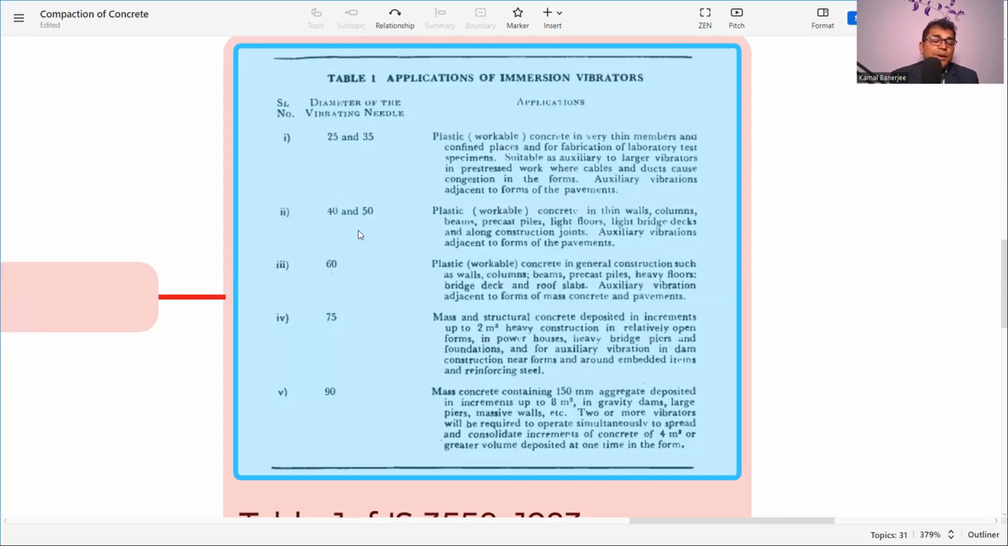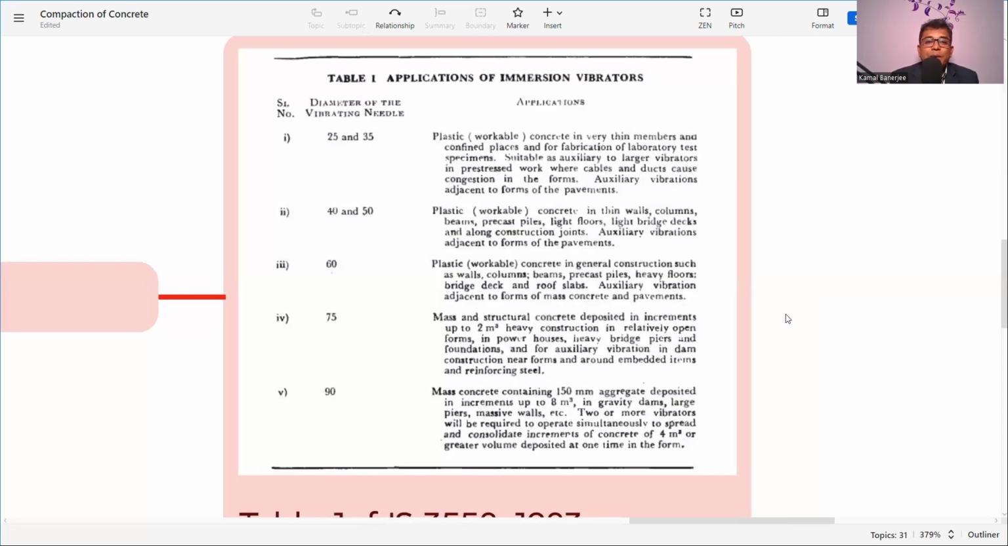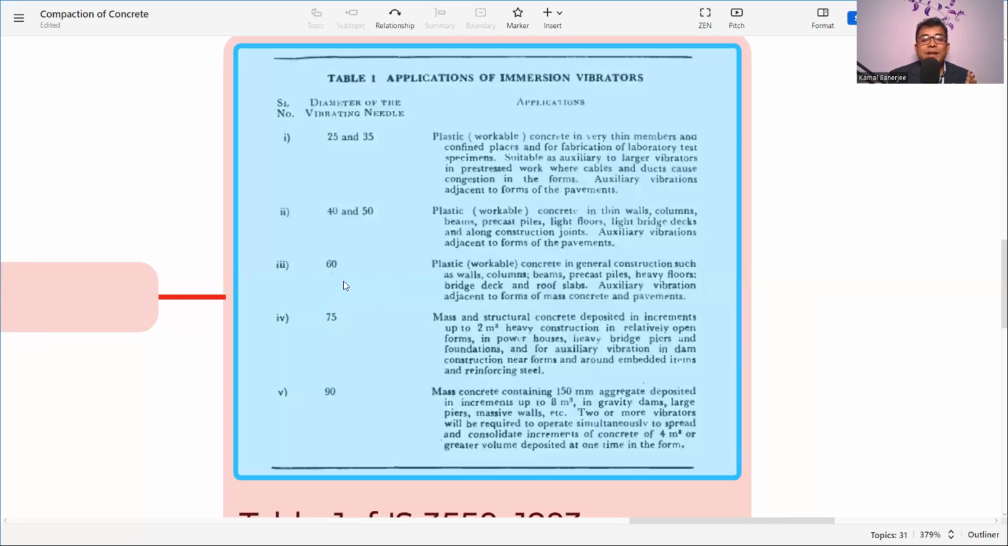Then between 40 and 55 mm diameter: plastic concrete in thin walls, columns, beams, precast piles, light floors, light bridge decks, and along construction joints. Auxiliary vibration adjacent to forms of the pavement. Then diameter 60 mm: plastic concrete in general construction such as walls, columns, beams, precast piles, heavy floors, bridge decks, and roof slabs. Auxiliary vibration adjacent to forms of mass concrete and pavements.